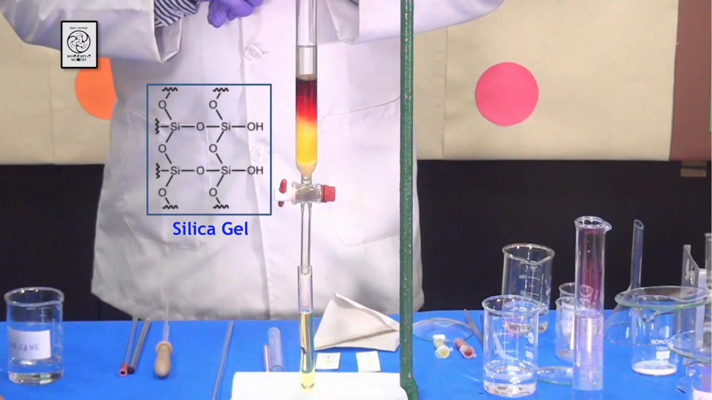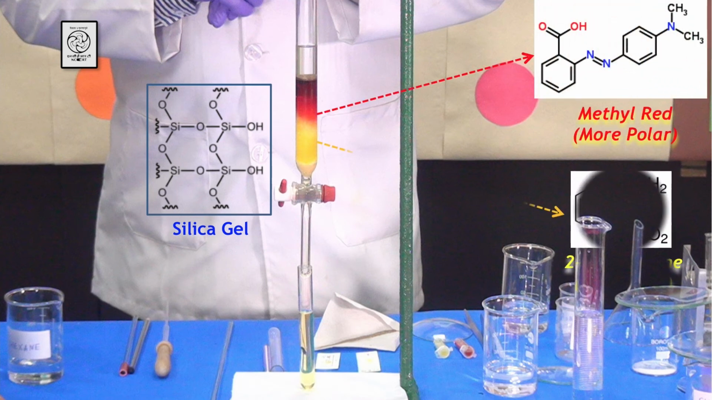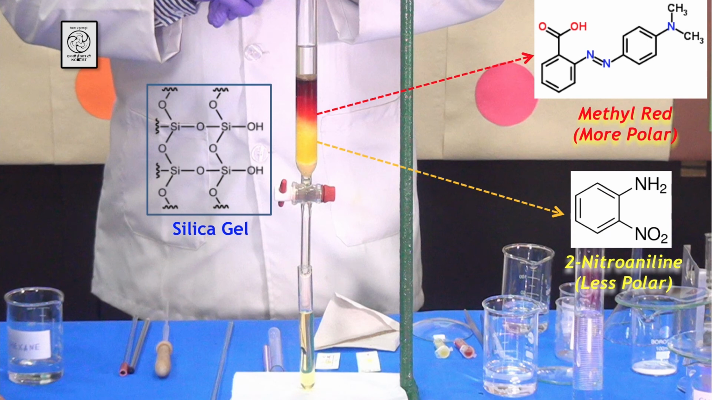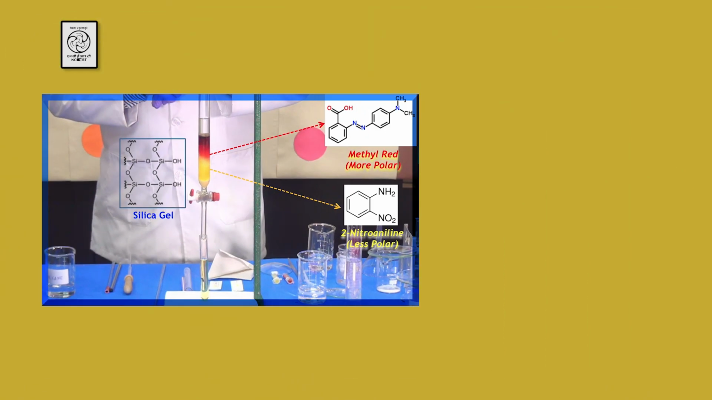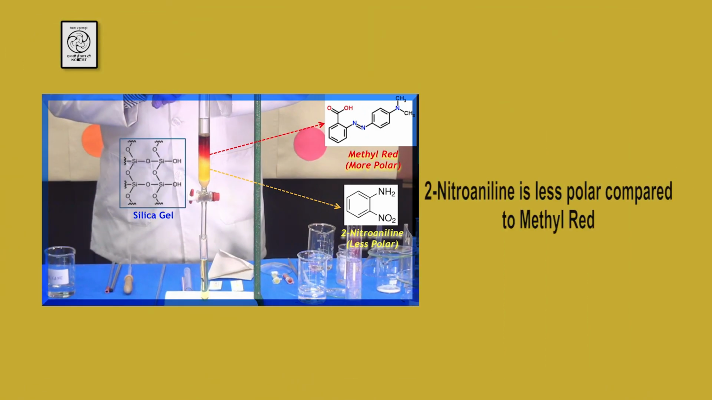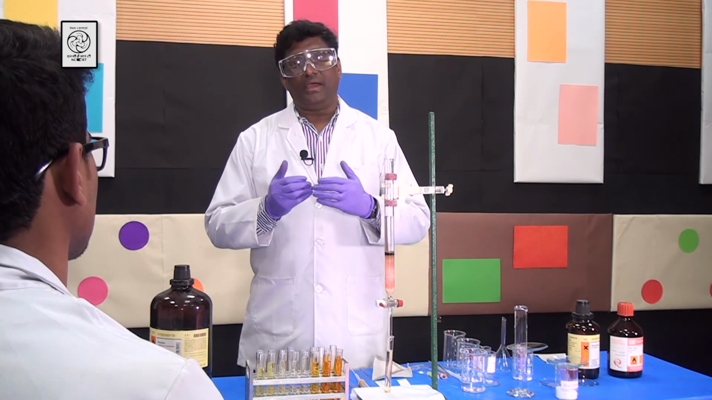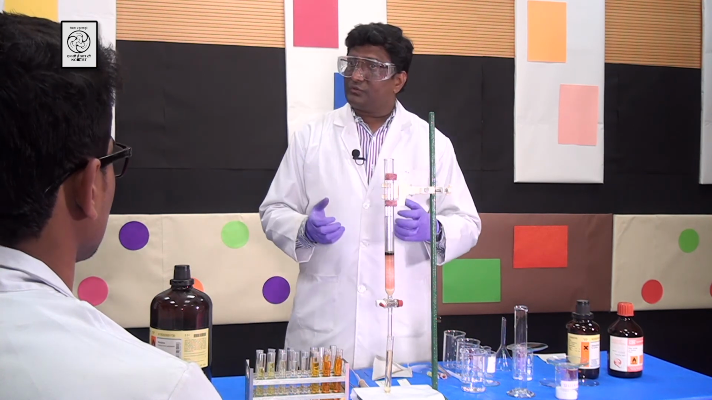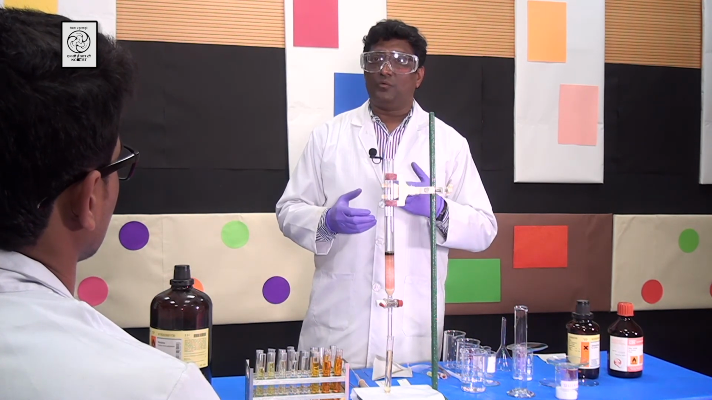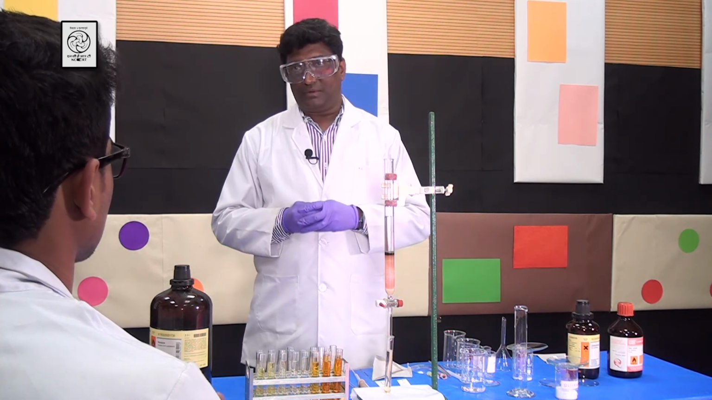As shown on the screen, from the structure we can see that silica gel is a polar adsorbent, as the yellow compound, which is 2-nitroaniline, moved faster compared to the red, that is methyl red. It can be understood that 2-nitroaniline is less polar compared to methyl red. The same thing was observed on TLC also. Now, students, the next job is to remove the solvent and use these compounds as pure compounds. I hope you understood the working and basic principles of column chromatography.